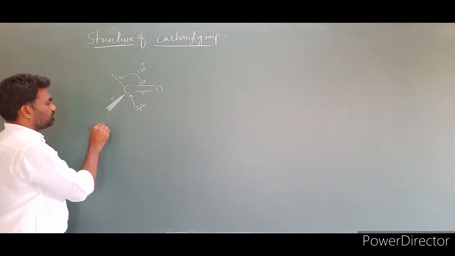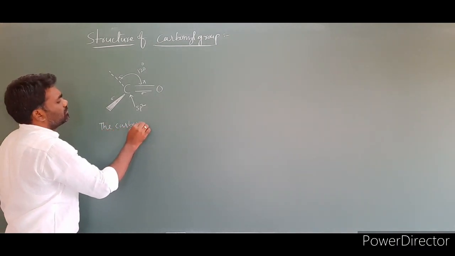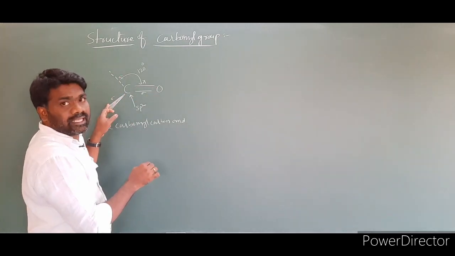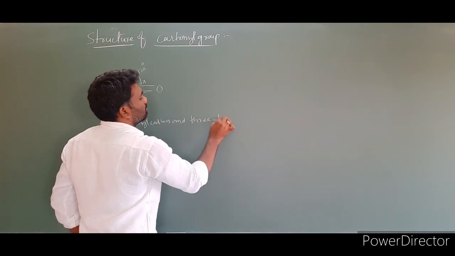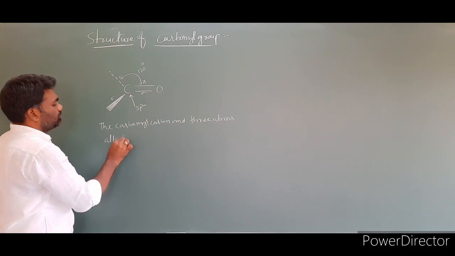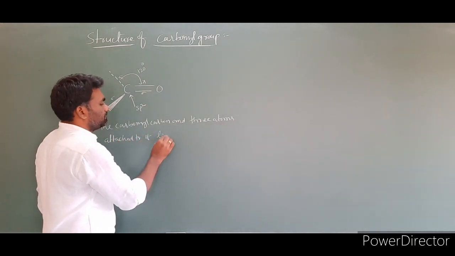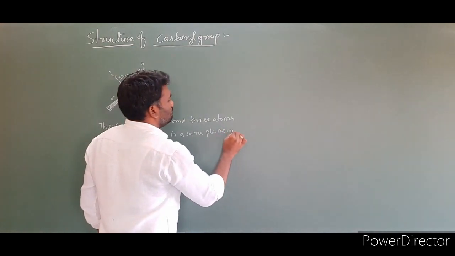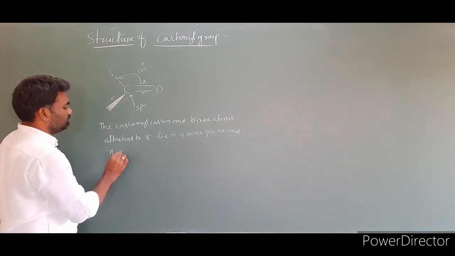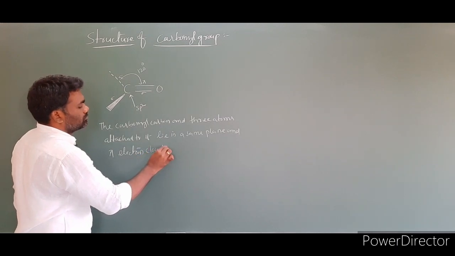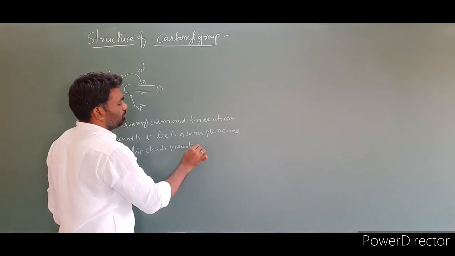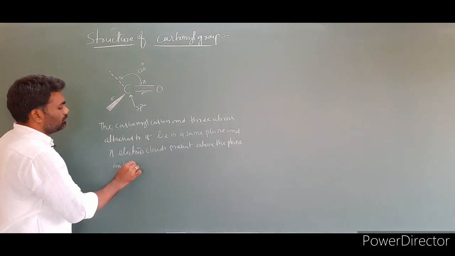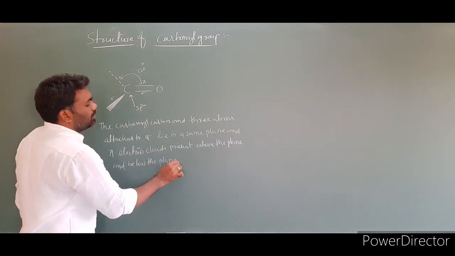Now let us write the sentence regarding it. The carbonyl carbon and the 3 atoms attached to it, bonded to it, lie in the same plane, and the pi electron clouds are present above the plane and below the plane.